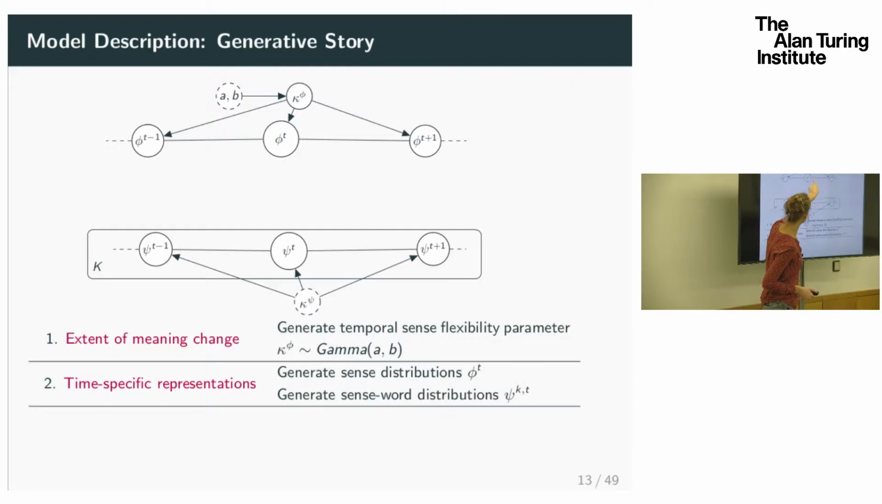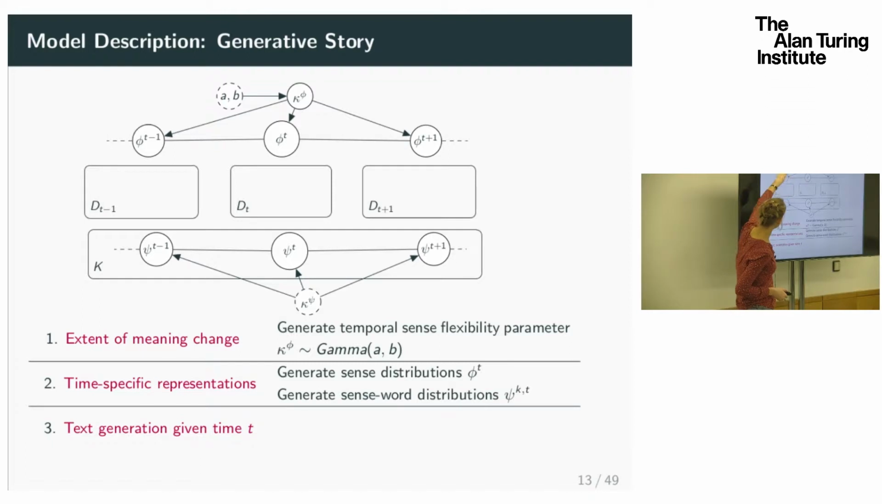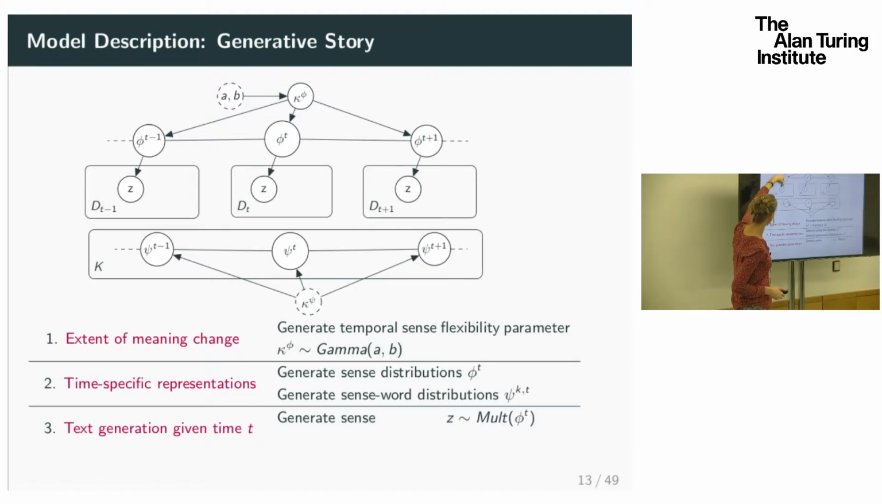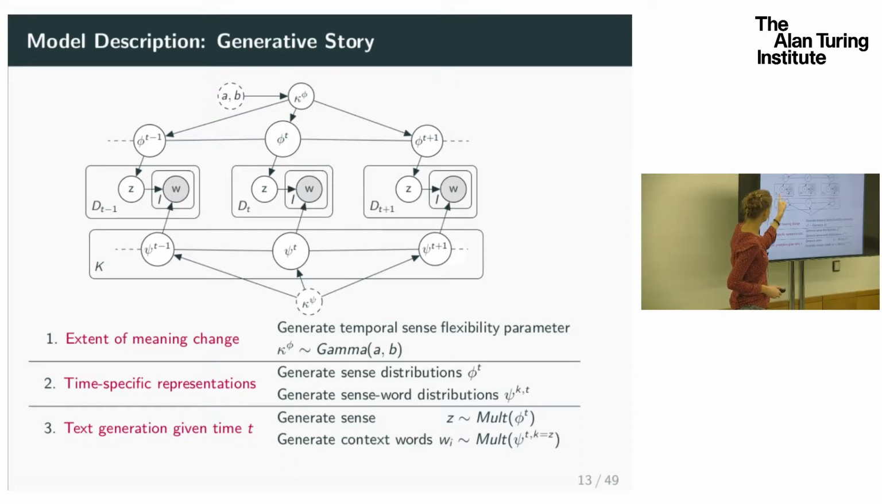And all of these are connected. That's where the smoothness of change comes in. I'll talk a little bit more about how these connections actually work on the next slide, but ignore them for now. And then given these time-specific parameters, we can generate data for each particular time interval. We do this by drawing a sense for every data point from the time-specific sense distribution, and then drawing a bunch of sense-characterizing context words from the particular sense word distribution.